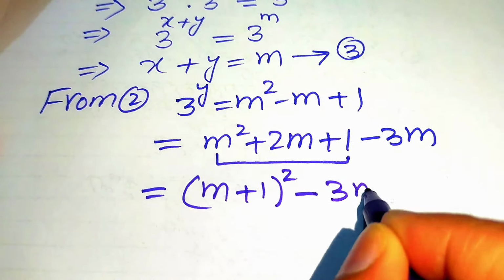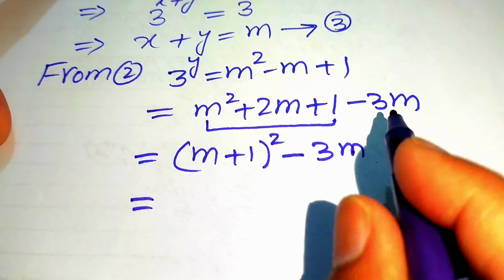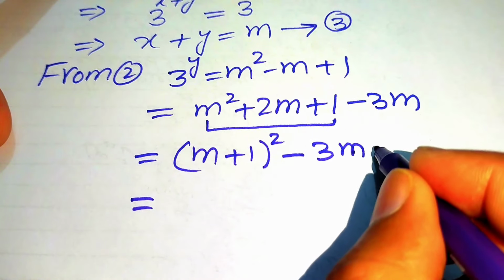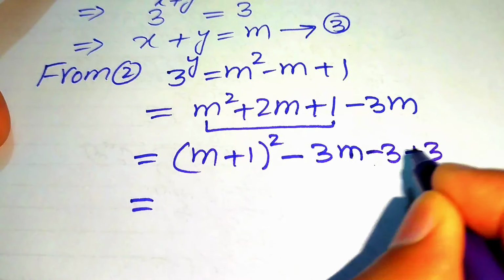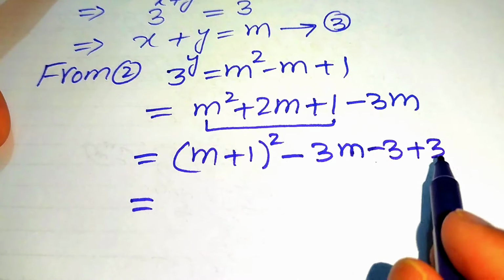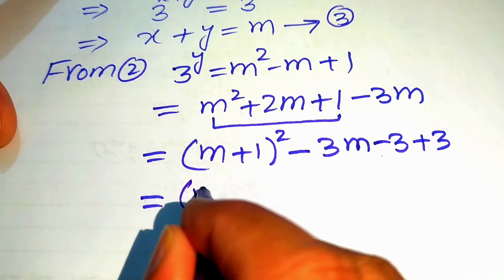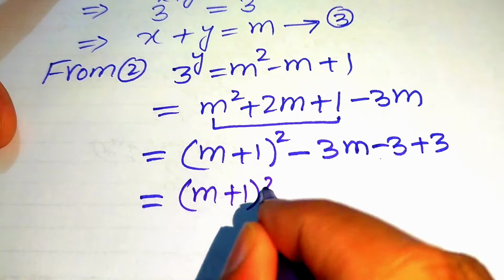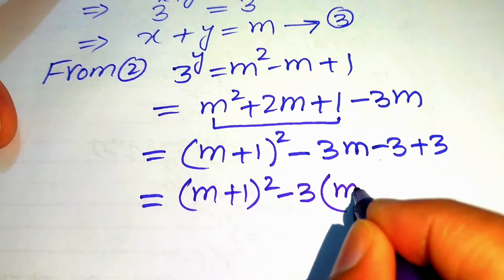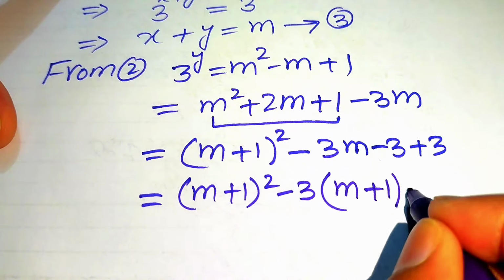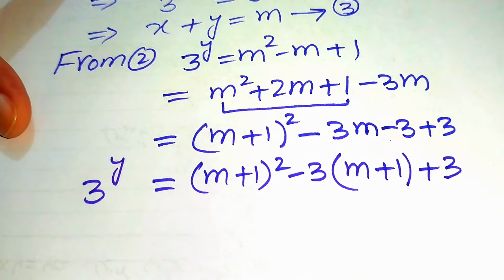So in the next step, we need more simplification in this equation. Here we just add and subtract 3 on the right hand side of this equation, so we add minus 3 and plus 3. Now in the next step we take common minus 3 from these two terms, and it becomes minus 3 times m plus 1, and this is plus 3. On the left hand side we have 3 to the power of y.